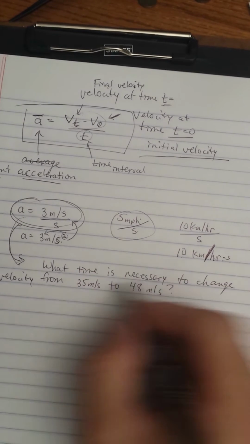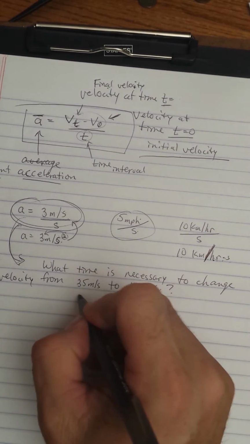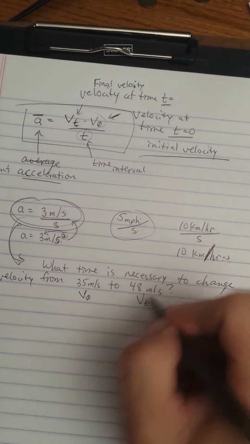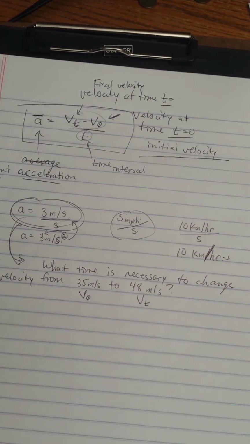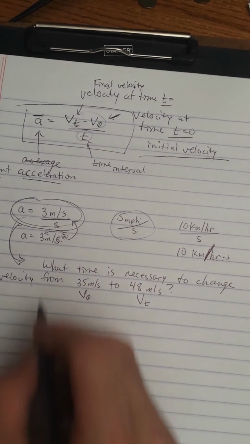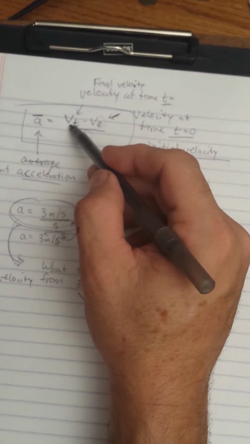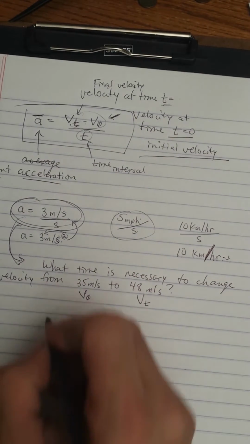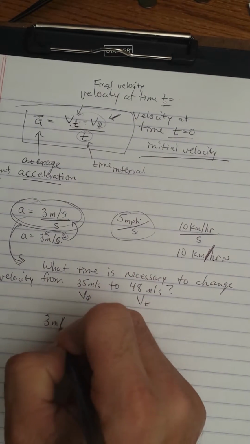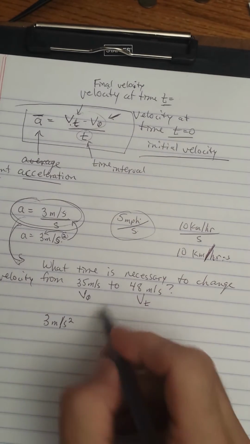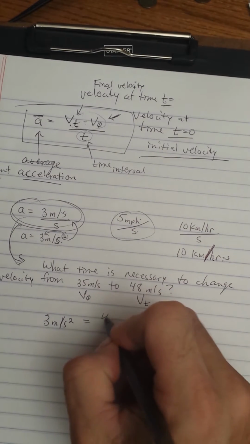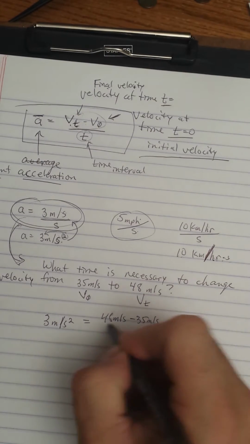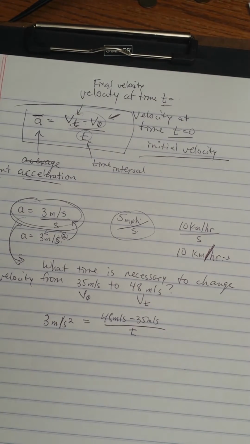So we have two different velocities here. The first one is what we label our V0, and our second was what we label our VT. So we have our initial velocity and our final velocity. Right, so going up to our formula, it says acceleration is the final velocity minus the initial velocity over the time interval. So once again, putting the numbers in where we know where they are. 3 meters per second squared is the acceleration, and that's going to equal 48 meters per second minus 35 meters per second over the time interval.